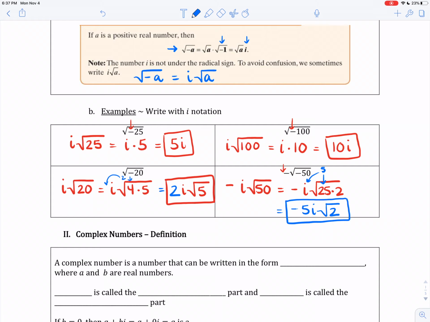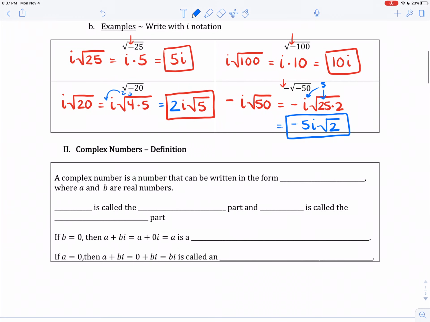All right, so again, basically anytime we see the negative underneath the square root, we pull the i out in front, and then we work through it as a positive square root. Now, I mentioned when I started this section that we were going to be looking at complex numbers. Complex numbers are numbers that have a real portion and a portion that uses the imaginary unit. So in general, complex numbers are written in the form a plus bi, where i is the imaginary unit.